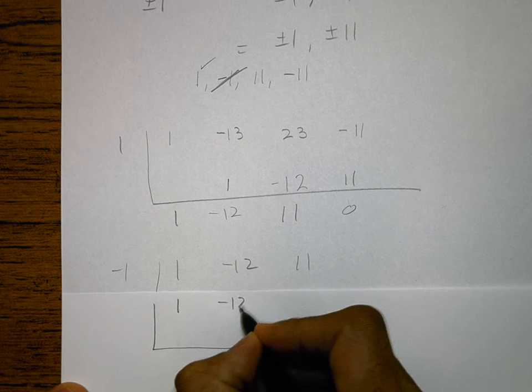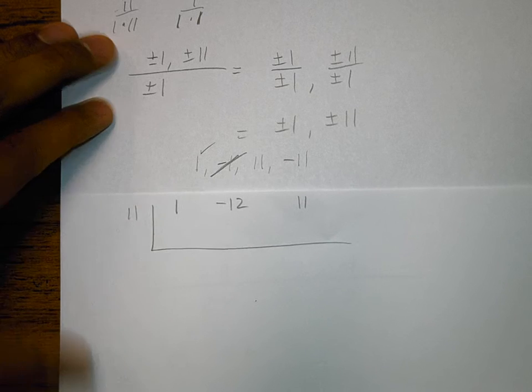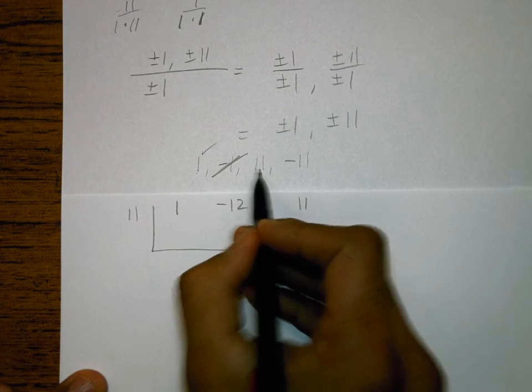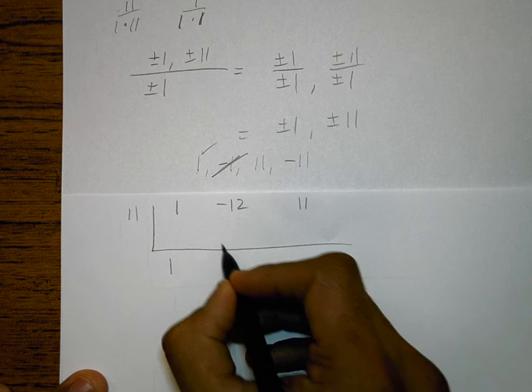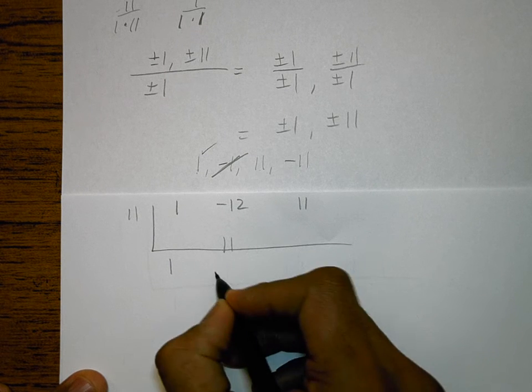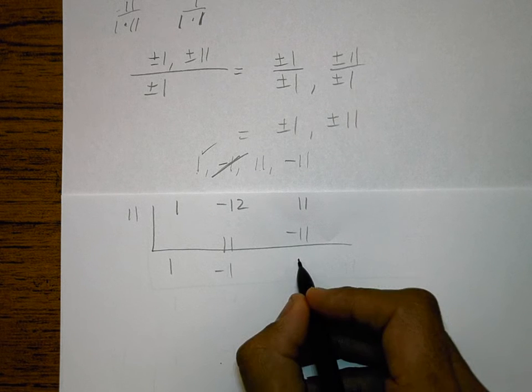1, negative 12, and 11, and this time I'm going to try 11. Okay, so now I'm trying my next one. So this one worked, this one did not. So I bring it down, and I multiply. Okay, bring it down, negative 1, and I multiply, and that worked. Okay, so I get 0.